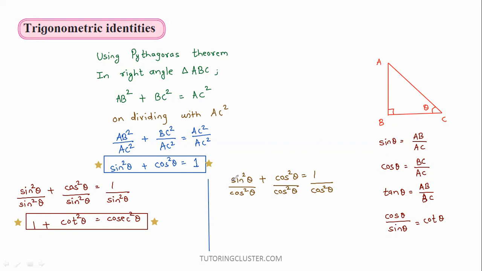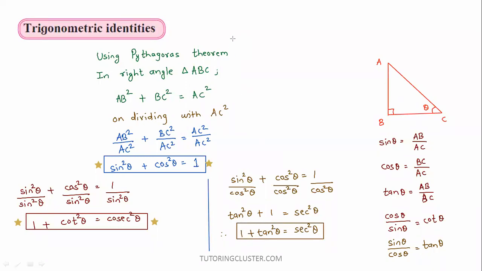Now, what is sine upon cos? Yes, sine theta upon cos theta is nothing but tan theta. So this will be equal to tan square theta plus 1, as cos square theta gets cancelled out. And what is 1 upon cos square theta? Sec square theta. So I am again writing this: 1 plus tan square theta is equal to sec square theta. These are three very important trigonometric identities which you have to remember by heart.